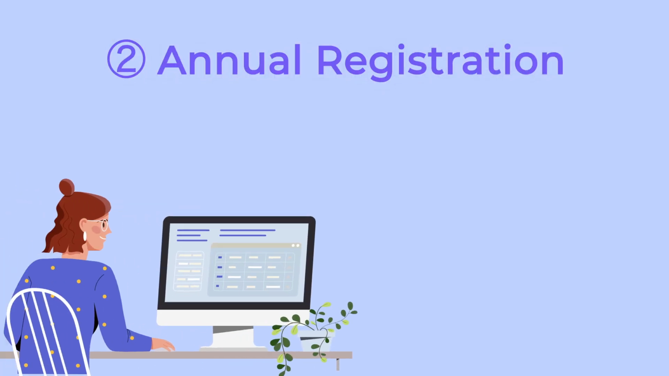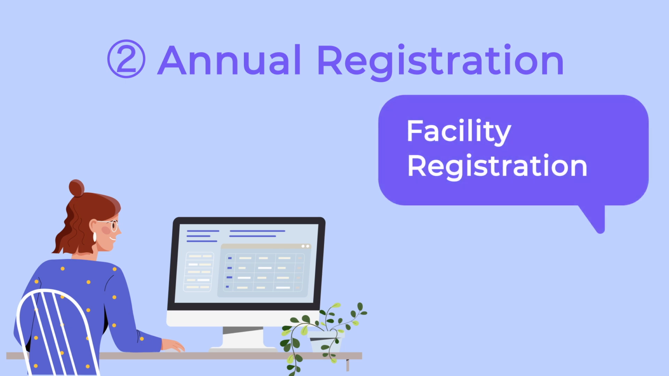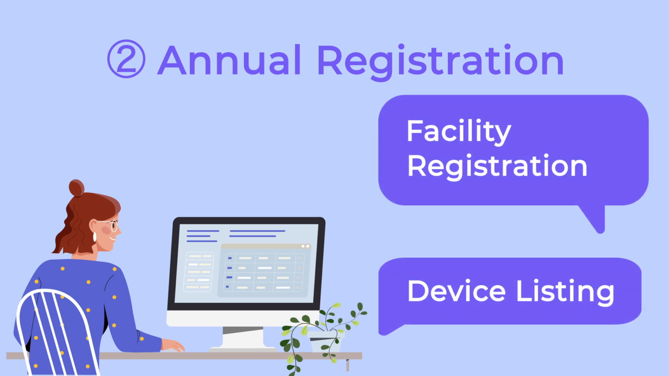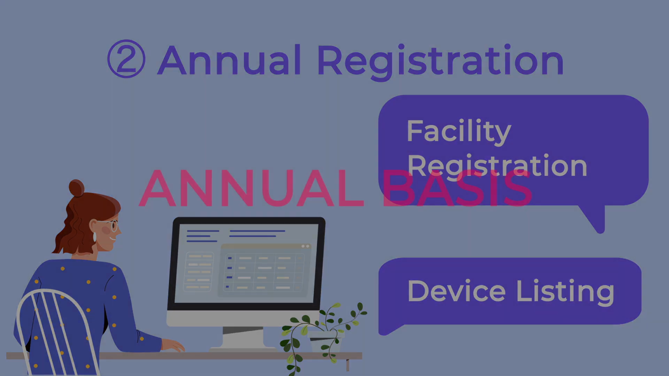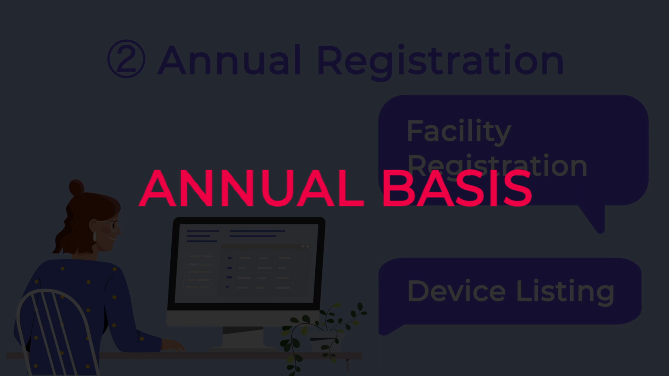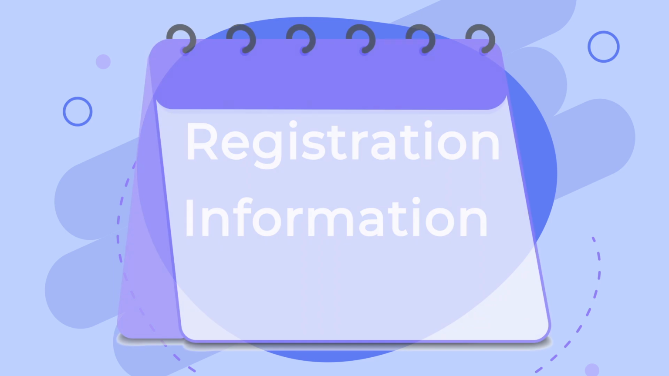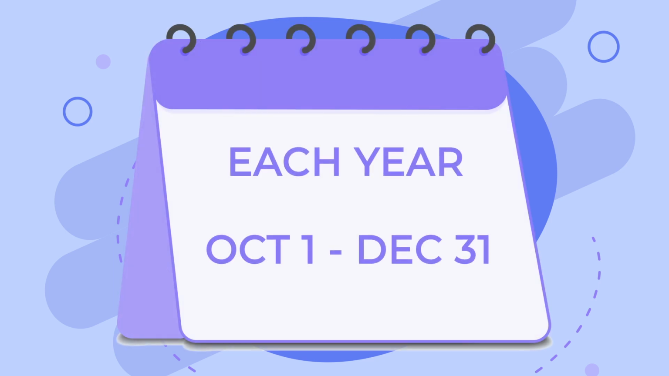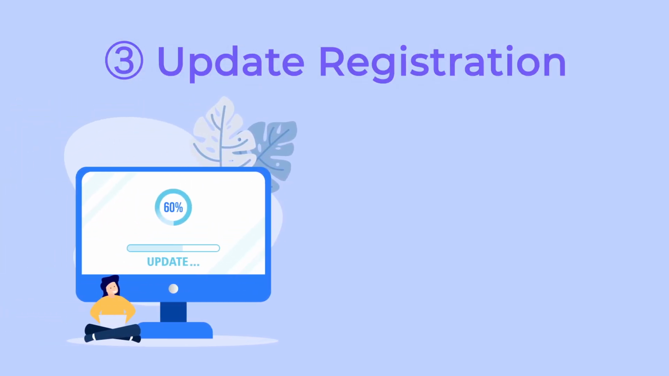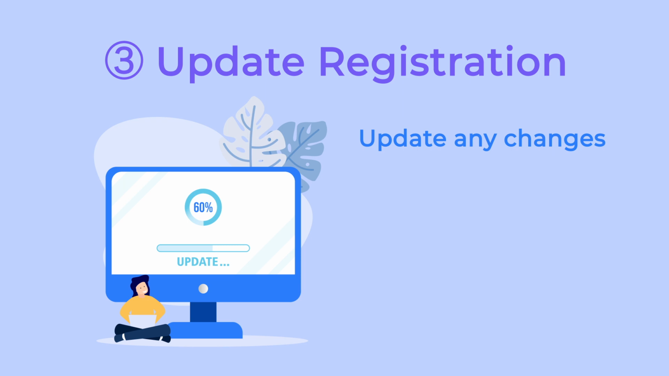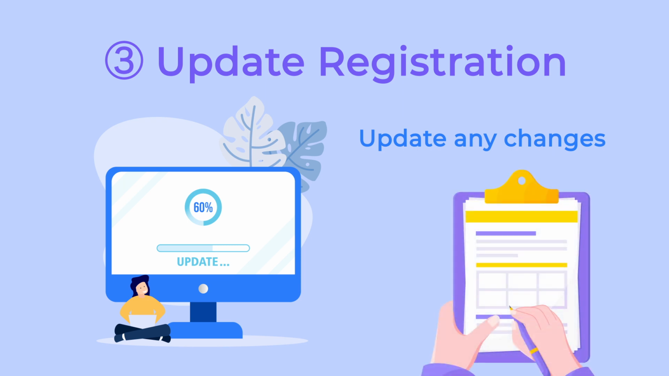The annual registration is the requirement for establishments to submit their facility registration and device listing information to the FDA on an annual basis, even if no changes have been made. They should submit their registration information each year between October 1st and December 31st. Lastly, update registration is the requirement for establishments to update any changes to their registration and listing information when those changes occur.